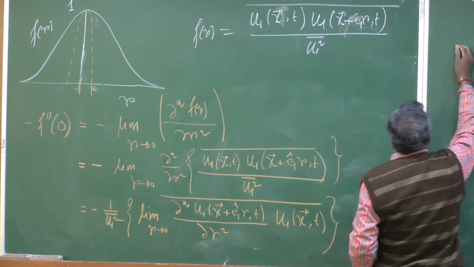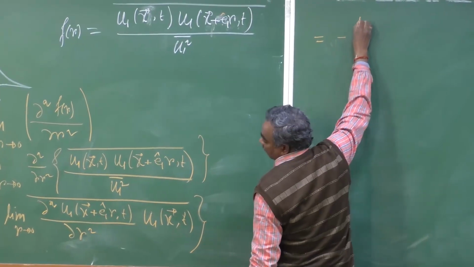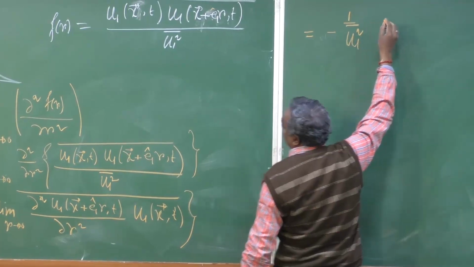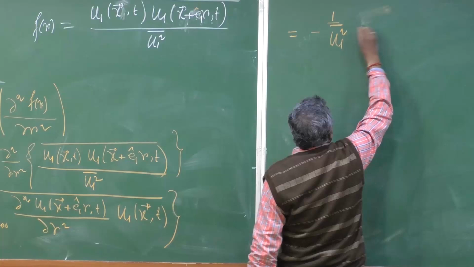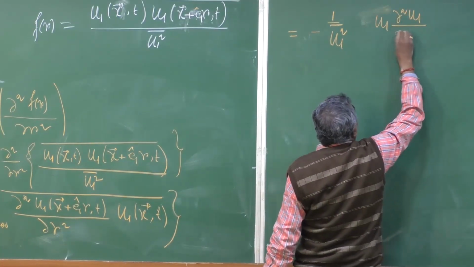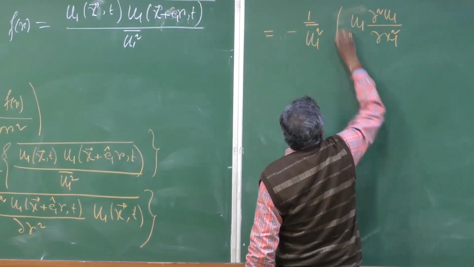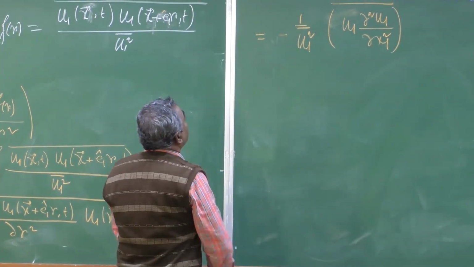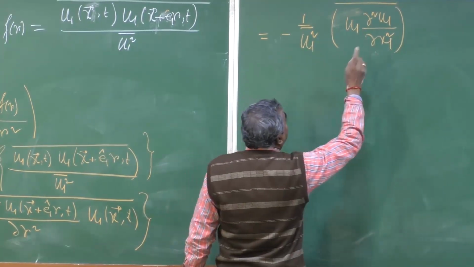So, this quantity if we write once again we get minus 1 by u 1 square bar, del 2, sorry, we can write this as u 1 del 2 u 1 del x 1. Okay. This is what we get. Right. So, now if we, so this is what we get.